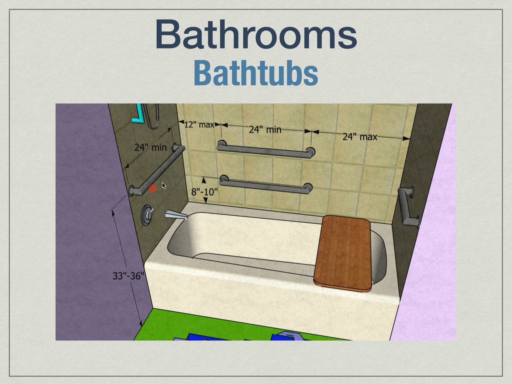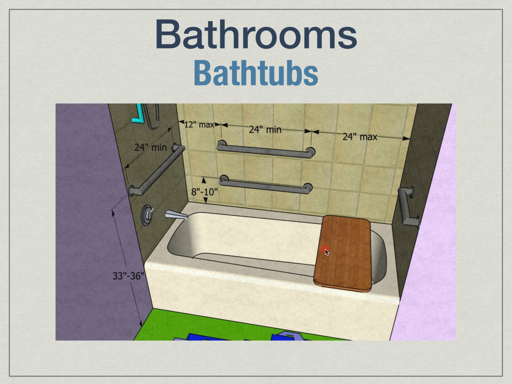So same thing, 33 to 36 inches for this grab bar, this one here, and then this grab bar in the back as well. And then the second one is 8 to 10 inches above the bathtub. A little bit different in terms of these back ones, they are a little bit shorter, so 24 inches maximum here. So they can be a little bit longer, and then same thing, 12-inch maximum there. So again, these can be a little bit longer. They can actually go all the way across if that's the preference.